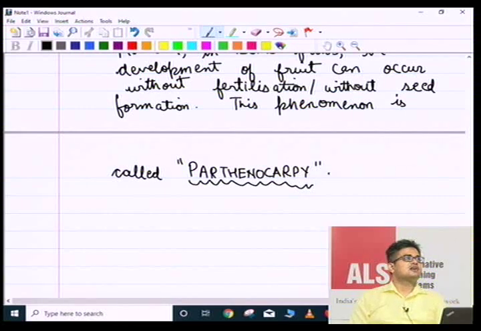Why do some bananas have seeds? Because those bananas do not have a triploid set of chromosomes. Bananas are seedless because these are triploid. Grapes are seedless because these are triploid. But there are some grapes which have seeds. There are some bananas which have seeds. So the commercially cultivated banana varieties are parthenocarpic, very good examples.